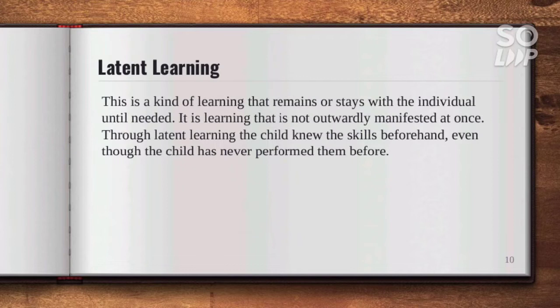Applied in human learning, for example, a 2-year-old always sees her dad operate the TV remote control and observes how the TV is turned on or how the channels are changed and the volume adjusted. After some time, the parents are surprised that on the first time that their daughter holds the remote control, she already knows which buttons to press for what function. Through latent learning, the child knew the skills beforehand, even though she has never done them before.